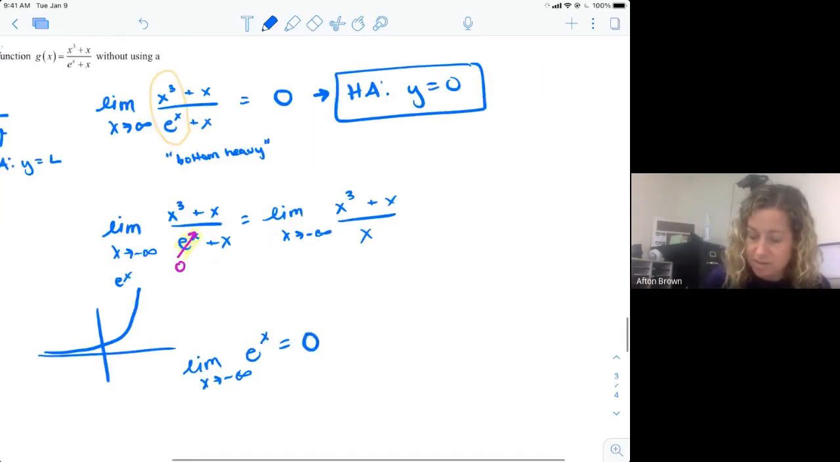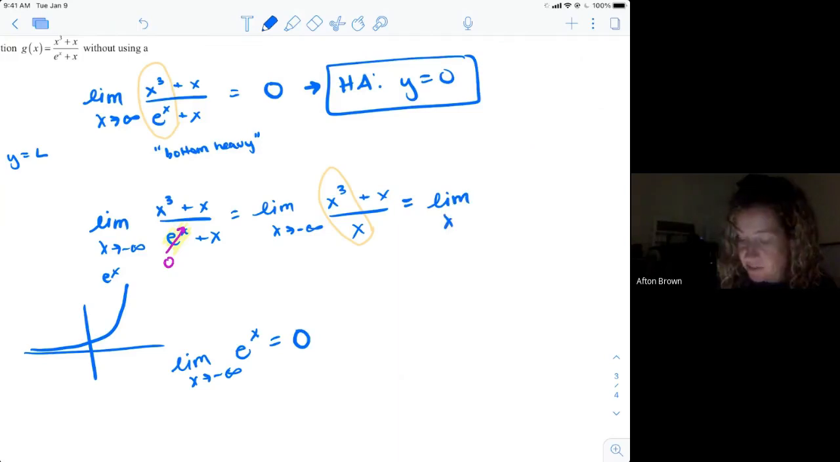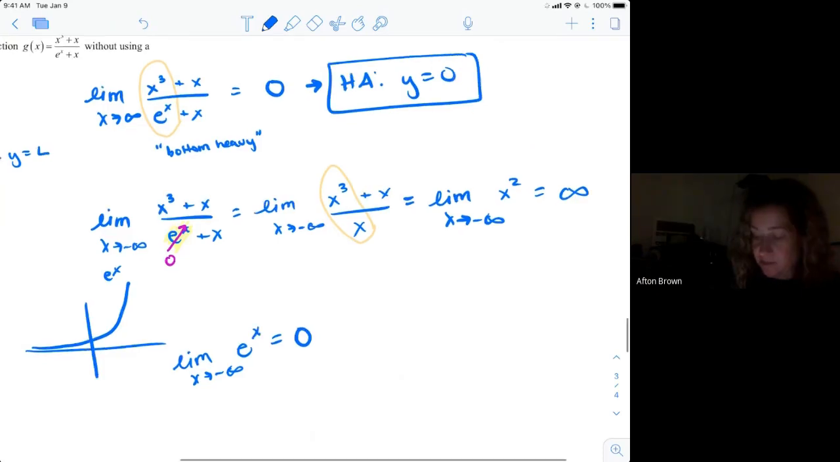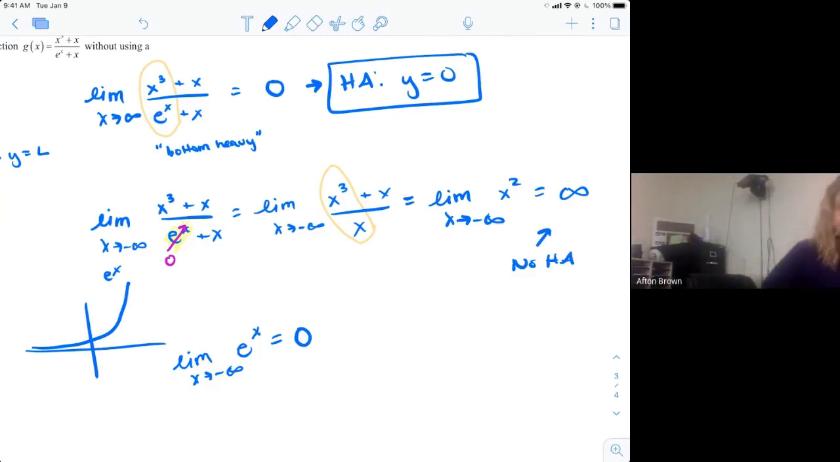Then we can approach this the same way we have before with end behavior and say, okay, this end behavior function is x squared. So it would be the limit as x goes to negative infinity of x squared. But that's infinity, which is not a number. So that means there's no horizontal asymptote going that way because it had to be a number. Not terrible. So our only horizontal asymptote is y equals 0.